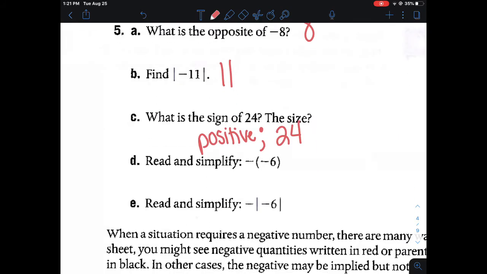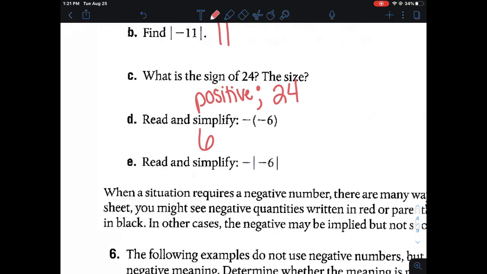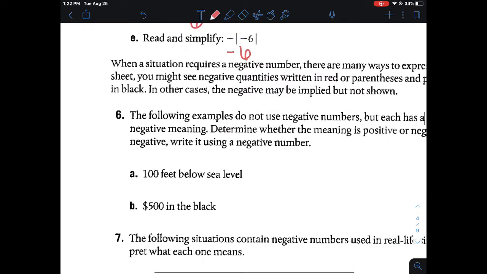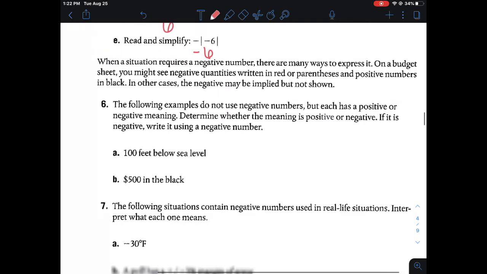Read and simplify minus -6. So to simplify, remember 2 negatives make a positive. And if we were to read and simplify, negative absolute value of -6 or minus absolute value of -6, this would be a negative, would stay there. Absolute value of -6 is +6. So our answer, simplified answer, is -6. Number 6, the following examples do not use negative numbers.